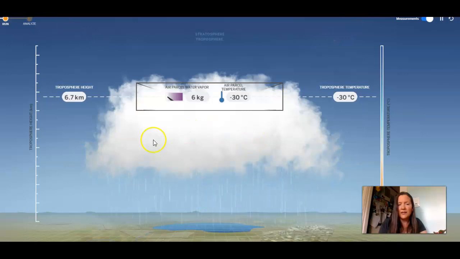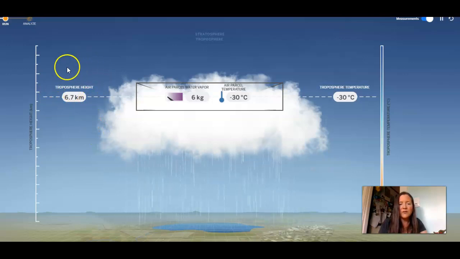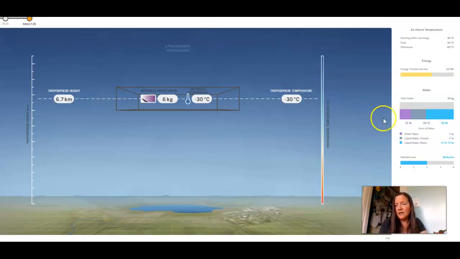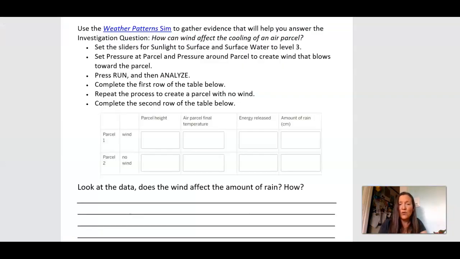I'm looking at those same, going to get the same kind of data. So I want my troposphere height. I want 6.7. I want my air parcel temperature, -30. And then I need to look at my analyze to find out my rain level and my energy. All right, rain level was 2, and energy out was 121. All right, I can record all that information in my data table now.